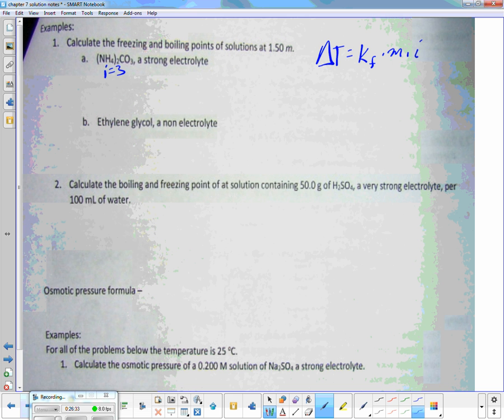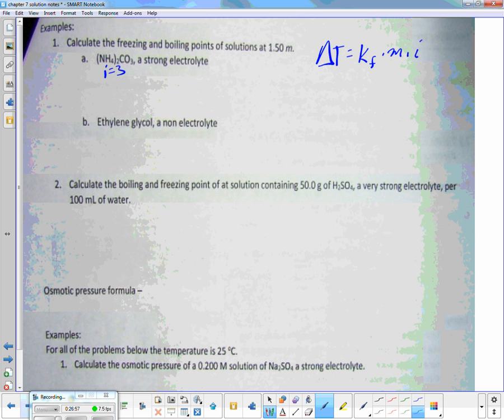I'm going to plug in the KF for water. If I want the freezing point, I'm going to use 1.86. If I want the boiling point, I'm going to use 0.512 times the molality times the I. For freezing point depression, I'm going to take it away from 0 for the freezing point of water. For boiling point elevation, I'm going to add it to 100 for the new boiling point.